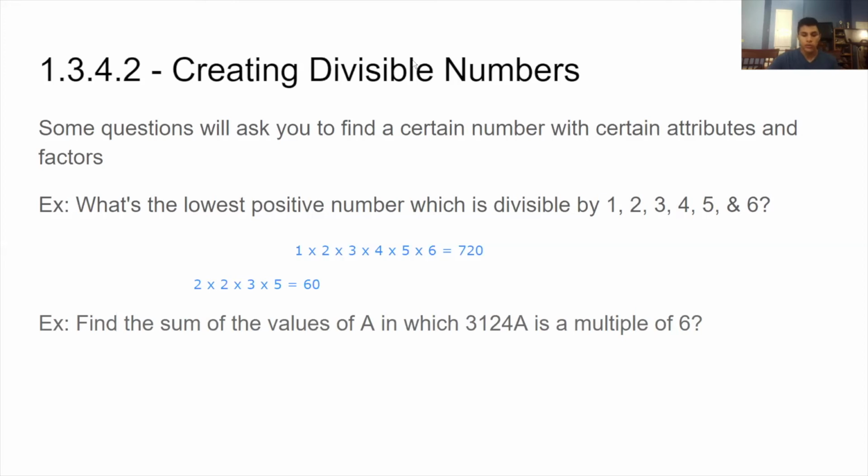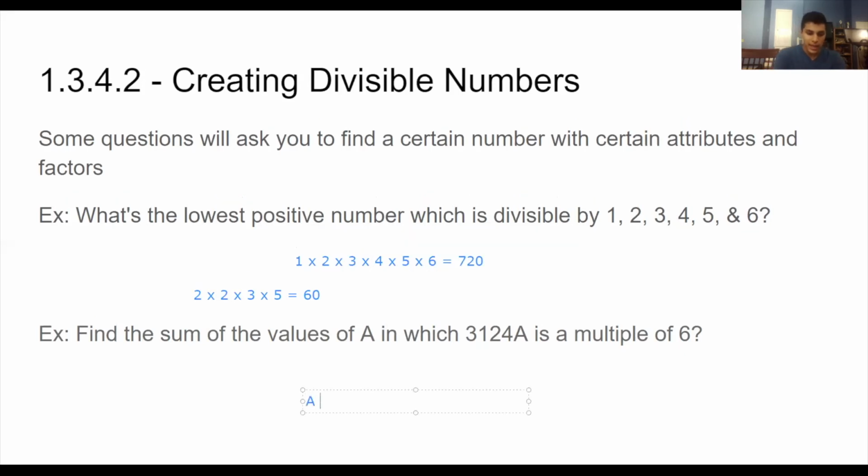So in order for a number to be divisible by 6, if you remember back to our divisibility rules, it has to be divisible by 2 and it has to be divisible by 3, because 2 times 3 is 6. So in order for this number to be divisible by 2 and 3, let's list out the conditions. First, A has to be an even number. So let me write that down. A needs to be even.